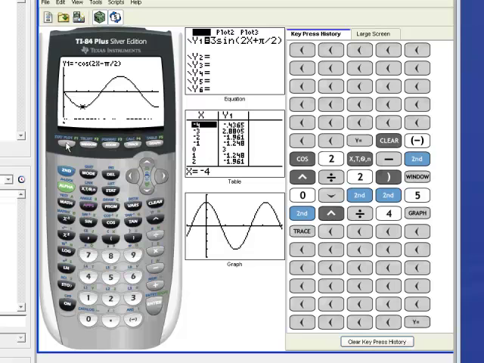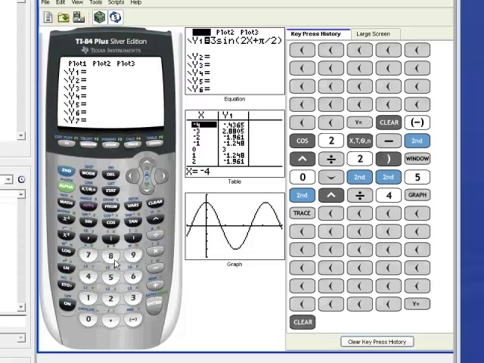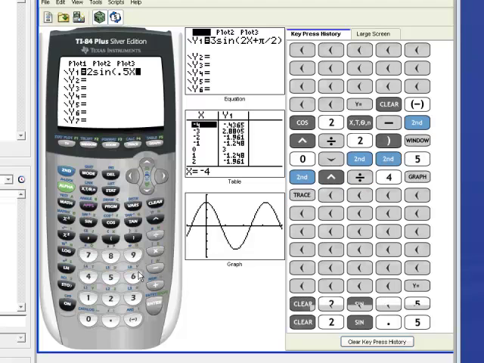And the last one says 2 sine 1/2 x plus pi over 2.